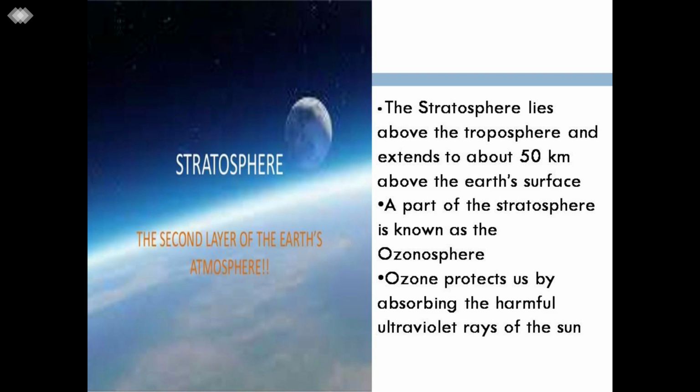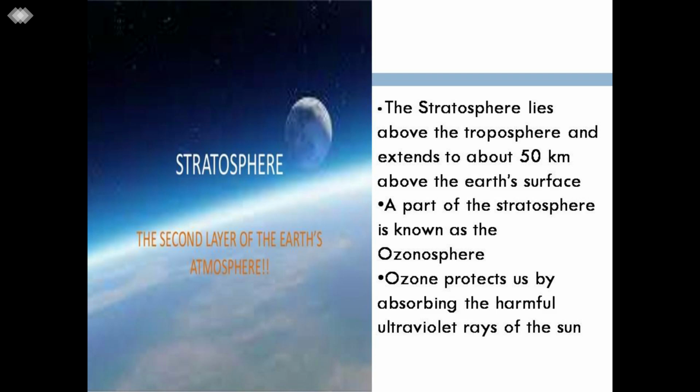This layer extends from the top of the troposphere at roughly 10 to 12 kilometers above Earth's surface to the stratopause. A part of the stratosphere is known as the ozonosphere, as it has the maximum concentration of ozone in the atmosphere. Ozone protects us by absorbing the harmful ultraviolet rays of the sun. The ozonosphere becomes quite warm by absorbing these rays.